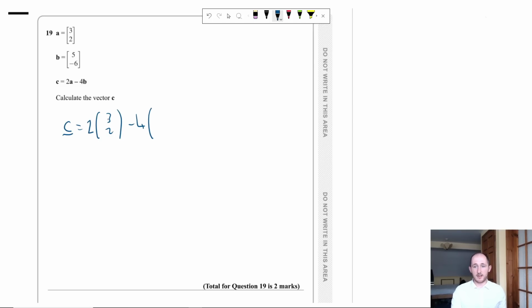And I'll show you exactly how you times. It's actually very, very easy. To times vectors by scalars, you literally times every number inside the bracket. So 2 times 3 gives me 6. 2 times 2 gives me 4.